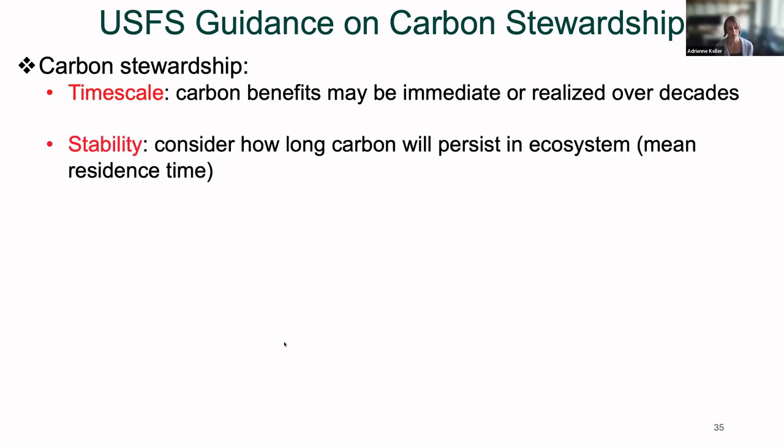The stability of that carbon is important. So consider how long carbon will persist in the ecosystem, the mean residence time of that carbon. If you build up a lot of aboveground biomass carbon one year, and then it all burns the next year, that carbon is released back into the atmosphere and hasn't done a lot for climate mitigation.